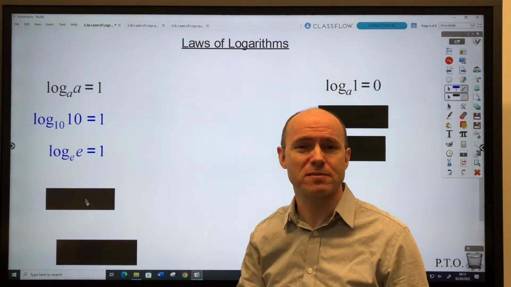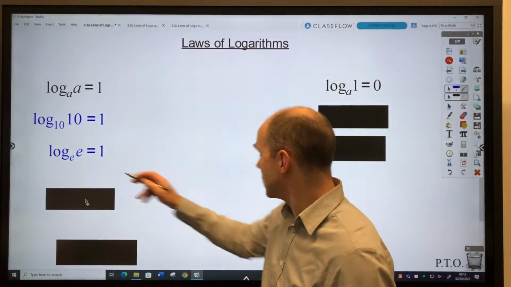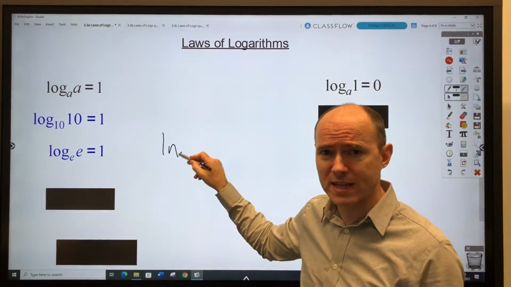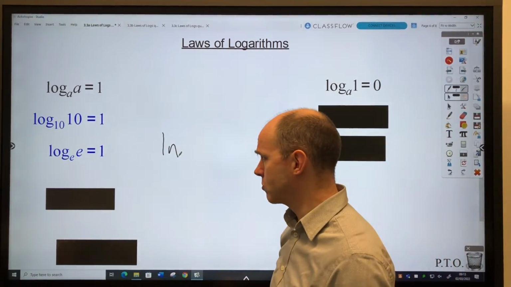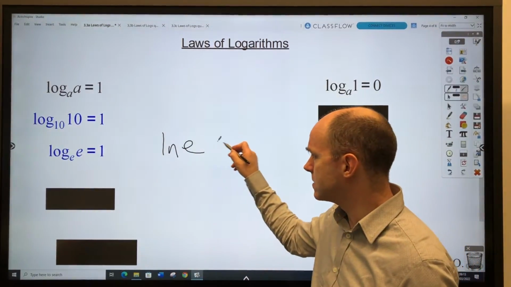2.718281828, and a lot more numbers because it's an irrational constant. Often we abbreviate that to the natural logarithm, written as ln, but I say the natural logarithm. And you can write the natural logarithm of e is equal to 1.